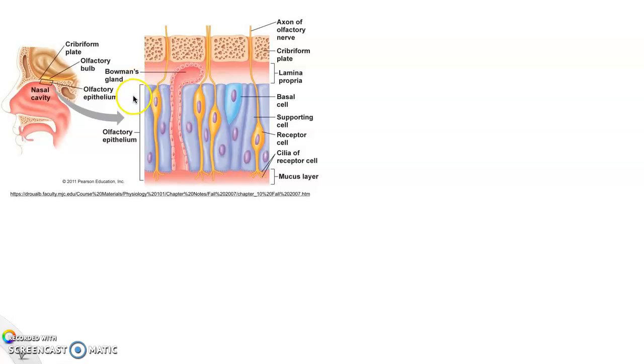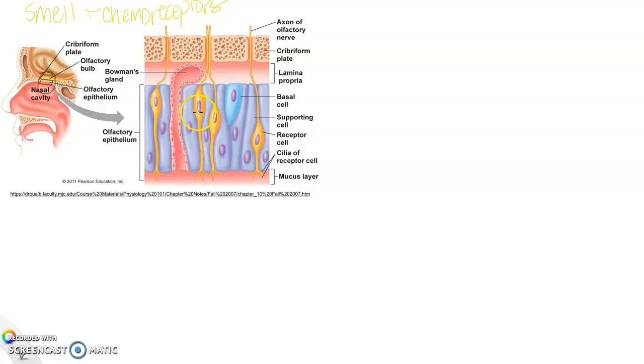All right, so now let's look at the sense of smell. Smell is also a chemical sensation, so the cells utilized are going to be chemoreceptors. And if you look at this picture here, right here is the olfactory epithelium, and then here it is blown up.